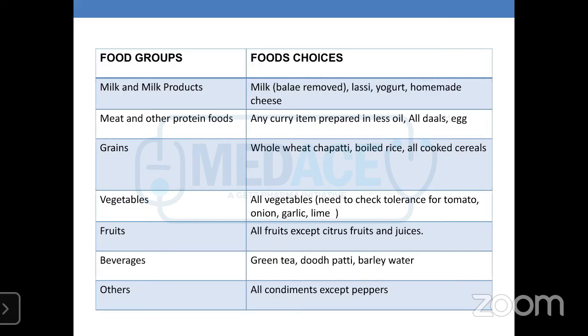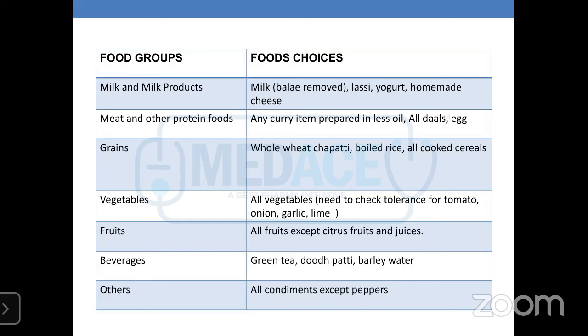Then we have meat and other protein foods. Any curry item, whatever salan and gravies we make, can be consumed along with sabzi, but care should be taken that it is prepared in less oil. And if your practice is to use a lot of oil, then you should modify this. Then all types of dals can be consumed, and eggs can be consumed. There is no restriction for any food.